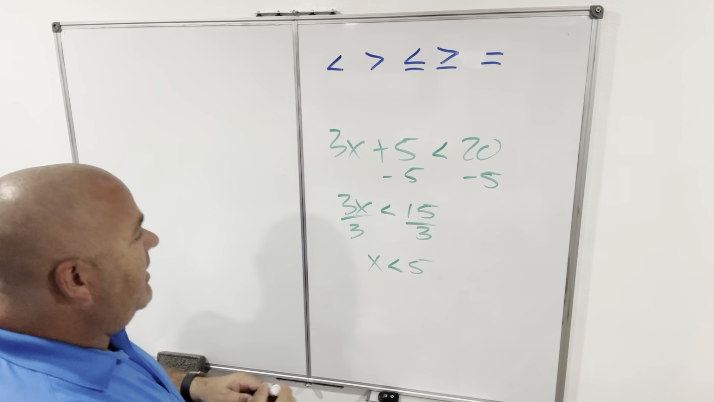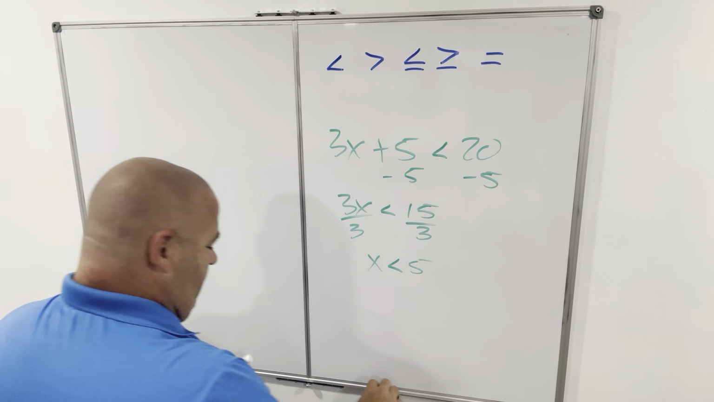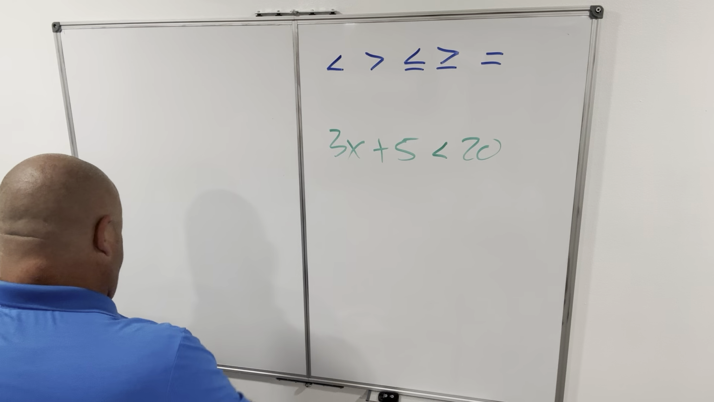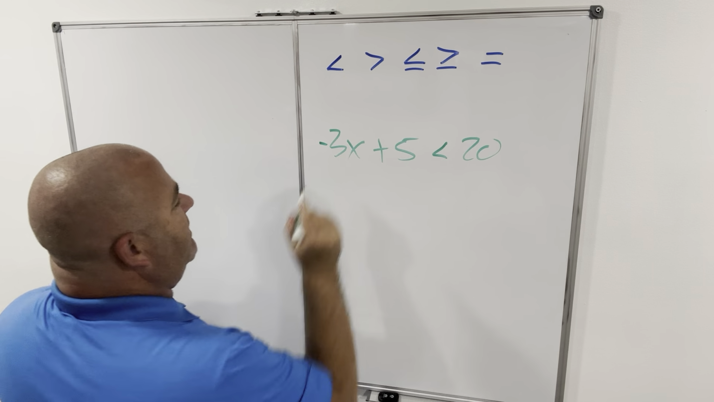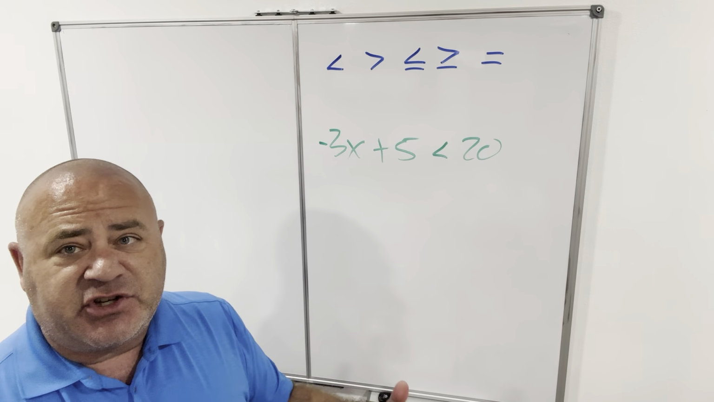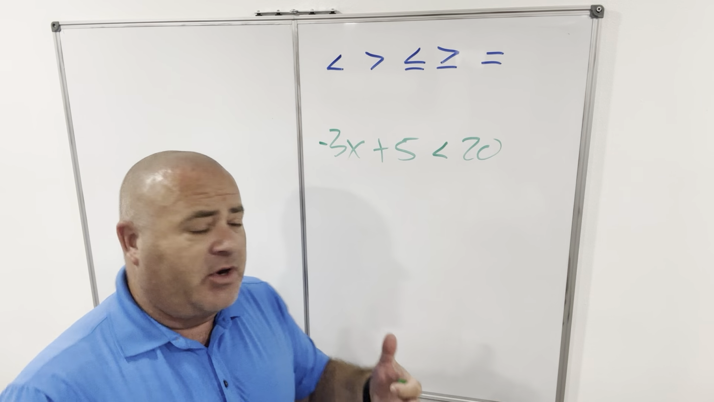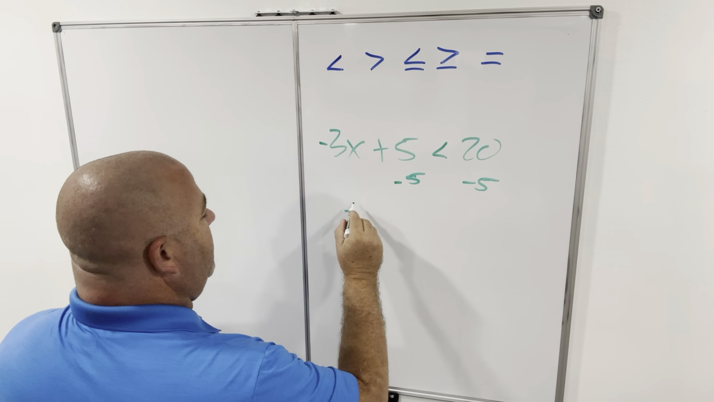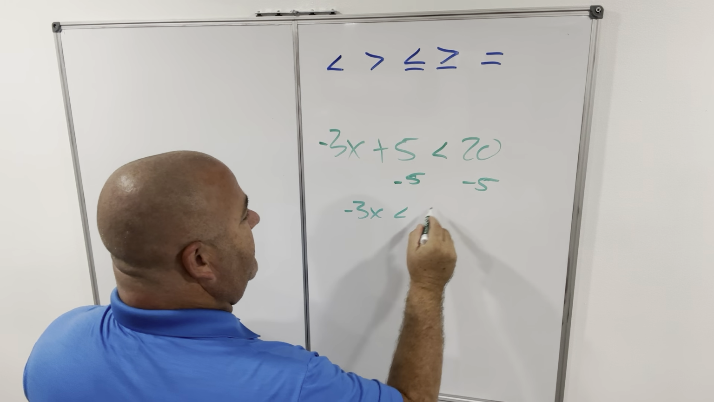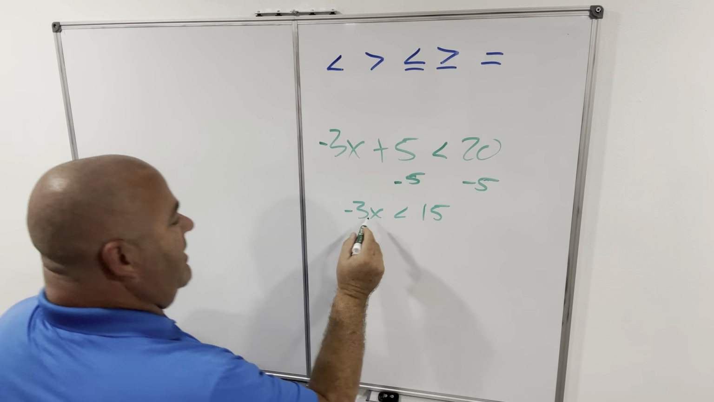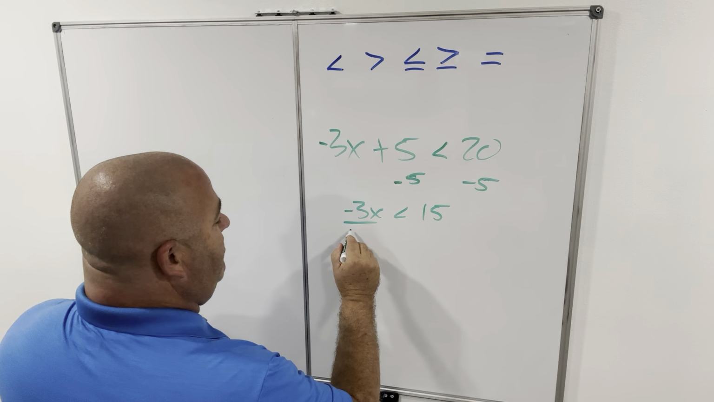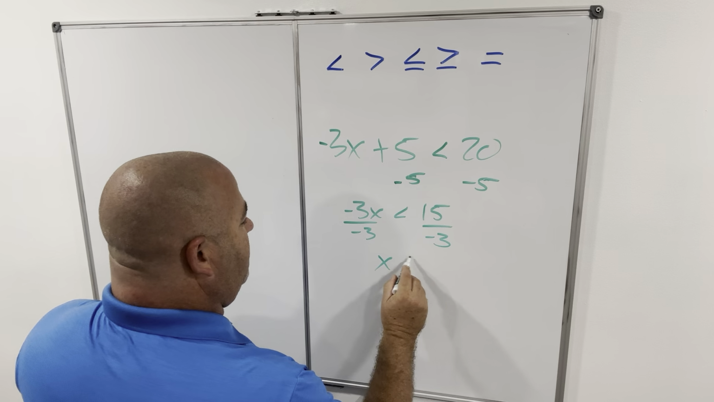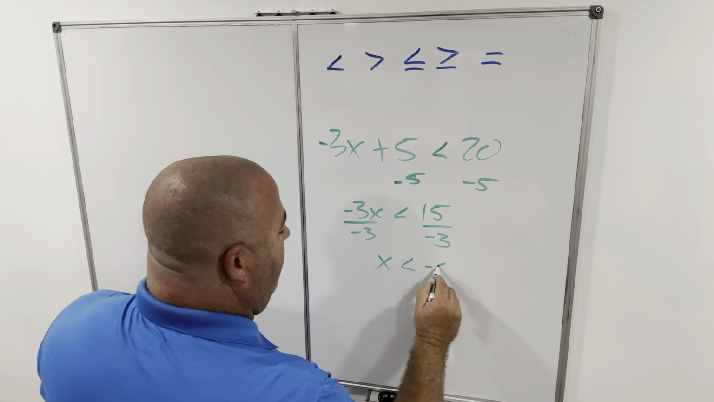The problem comes, let's change this to a negative 3x. Well, let's go ahead and just solve this the same way as if it were an equation. So we're going to subtract 5 from both sides again. We're going to do everything exactly the way we just did it. This time, though, we're going to divide by a negative 3. That gives us then x is less than now a negative 5.